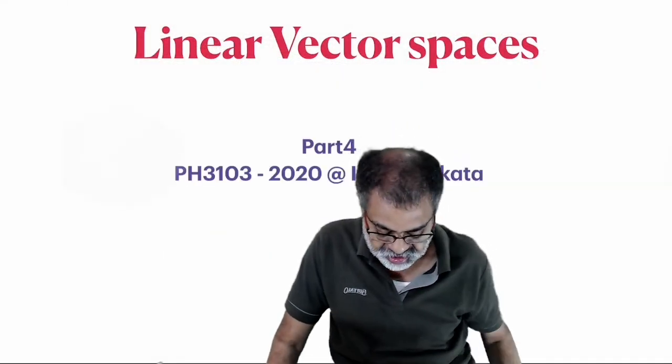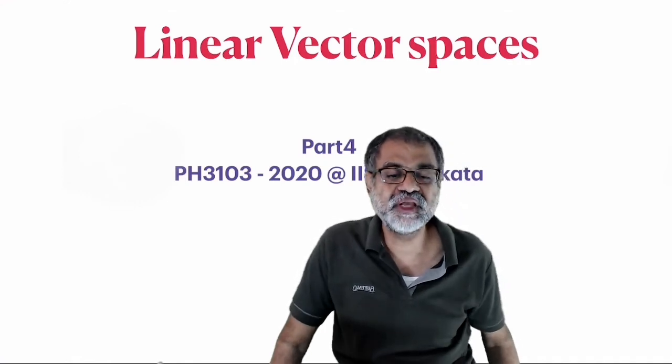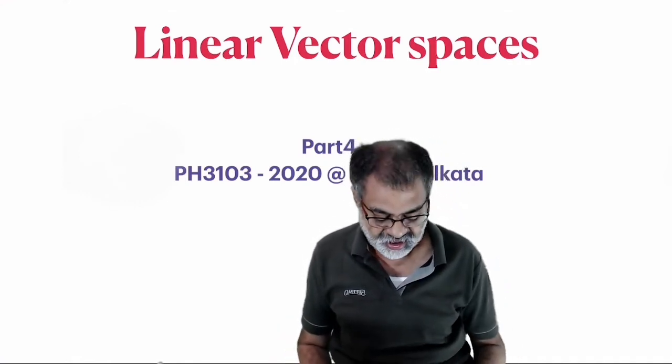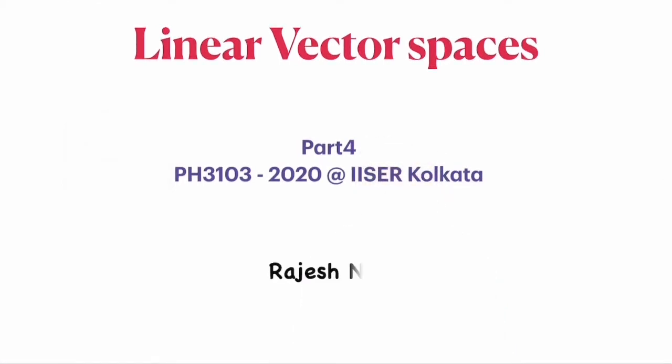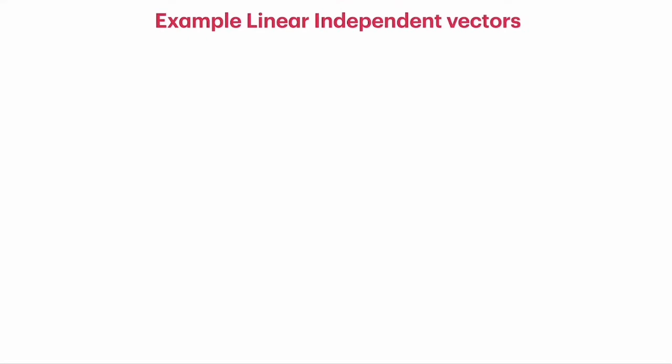So this is a part of course PH3103 at IISER Calcutta. We have looked at the definition of linear independence, and we also have given some examples of vectors in two dimensions which are linearly independent as well as orthogonal. Let us go and see more examples.